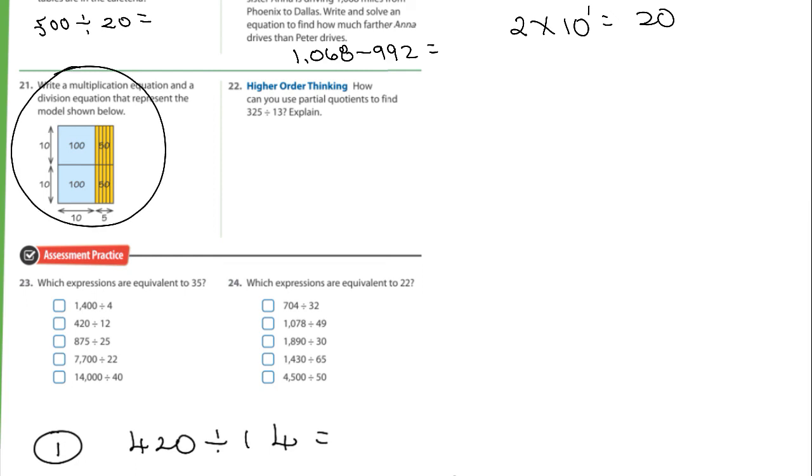Number 22, how can you use partial quotients to find 325 divided by 13? Well, when they talk about partial quotients, we could make it 300 plus 25 instead of 325. And for 13, we could do 10 plus 3. And we'll go over that one tomorrow.